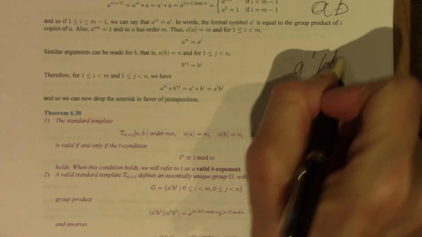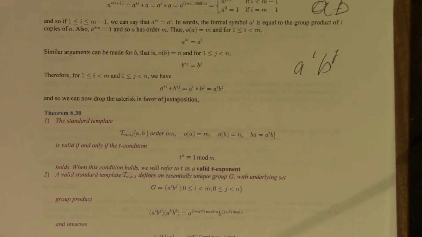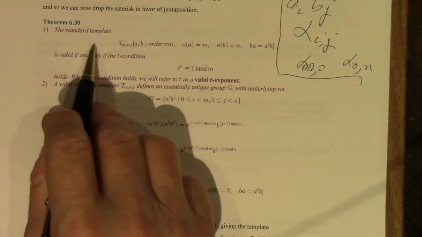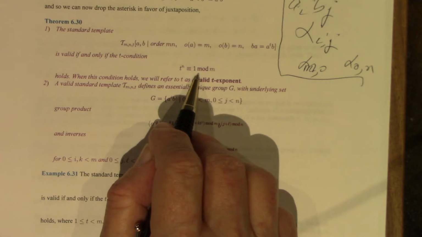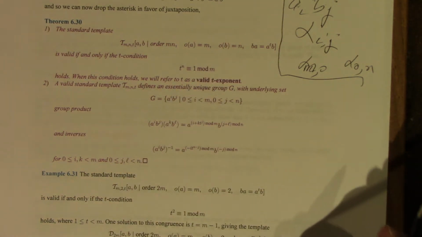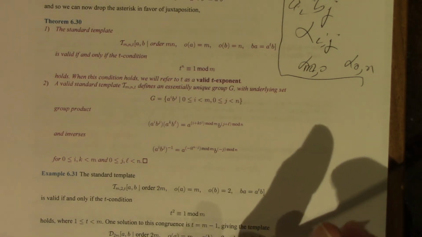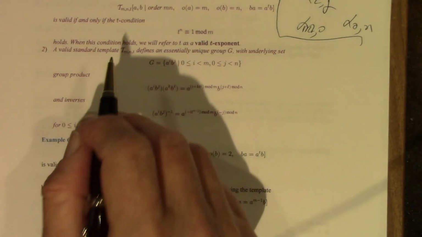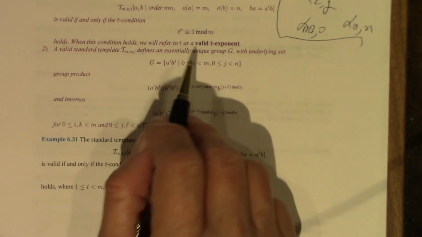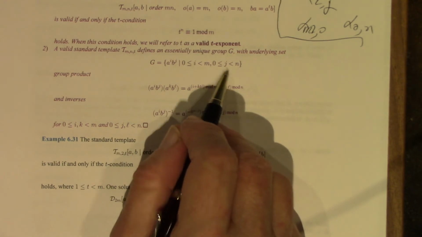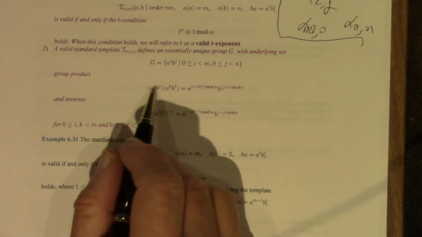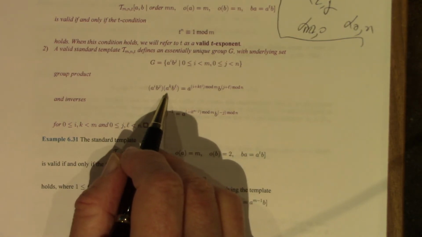Because when we look at this with I and J in the appropriate range, we think of that as a formal symbol in the underlying set, but now we can think of it as a product of I copies of A followed by J copies of B. Well, in summary, the standard template is valid if and only if the T condition holds. And when this condition holds, we will refer to T as a valid T exponent. A valid standard template defines an essentially unique group, G, with this underlying set and this group product. Now I'm using juxtaposition to denote the product.